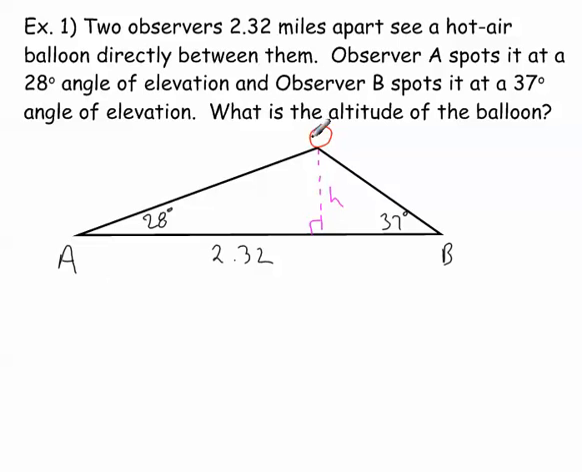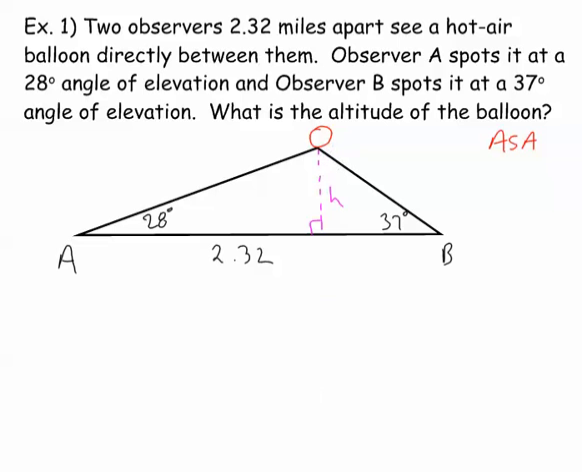Now, we do have these right triangles, but I don't know anything about them except for a 28 degree angle here and a 37 degree angle here. But if I look at the entire triangle from observer A to B to the balloon, we see that I have two angles and the included side. So as far as the cases go, this would be an angle side angle case. And this would call for then using the law of sines.